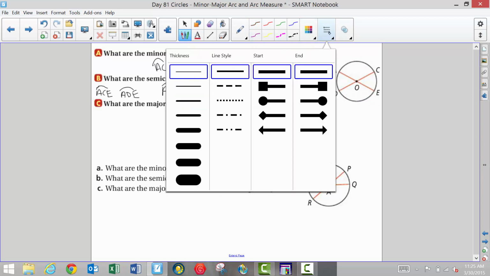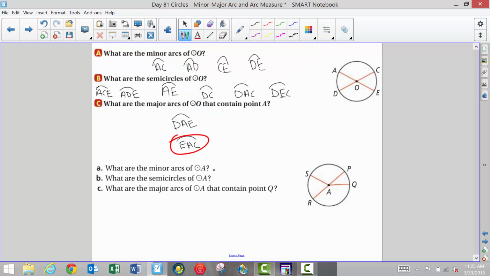And we can do the bottom example too. I'll just name a few. I'm not going to name them all. The minor arcs of A: I have arc SP. I also have PQ. I have arc QR and SR. Those are all minor arcs.